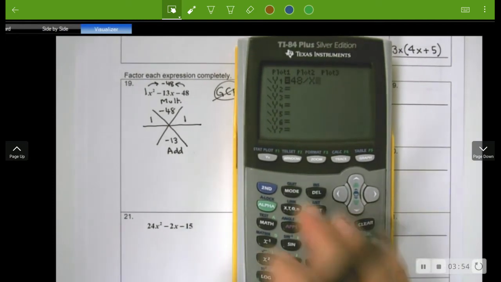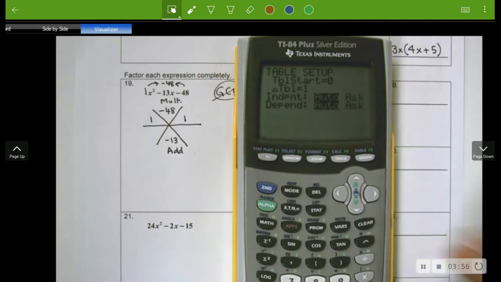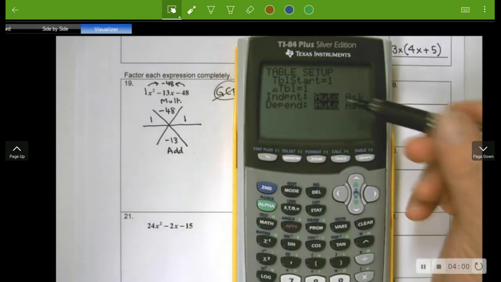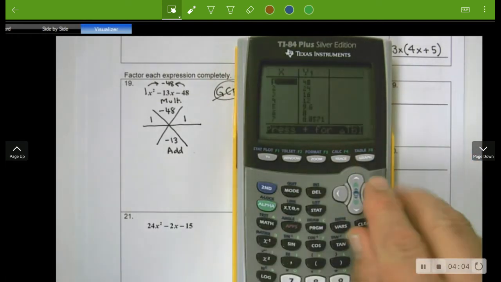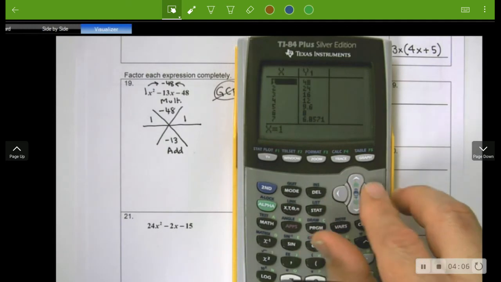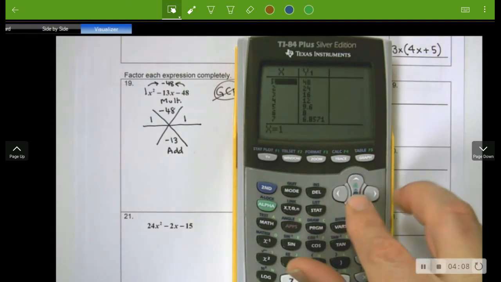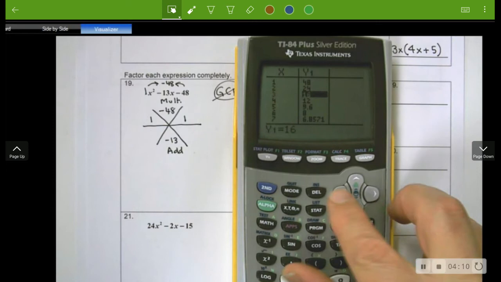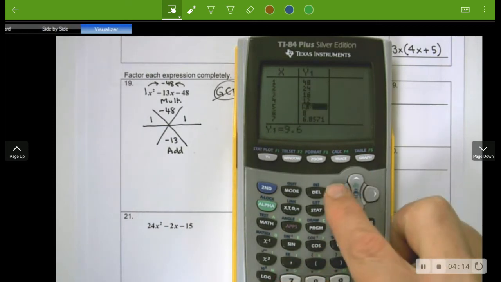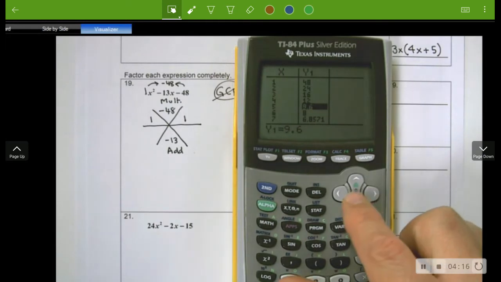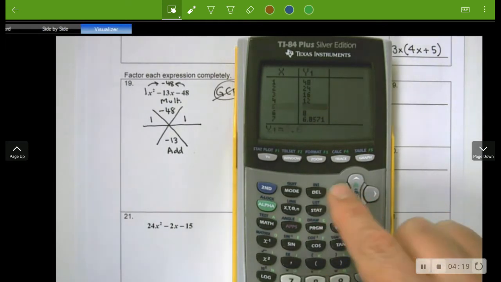And then go second table settings. You want your table to start at 1. You also want it to be set on automatic mode before you go to your table. And here you see the different ways of getting 48. You can do 1 and 48, 2 times 24, 3 times 16, 4 times 12, and 6 times 8. This one here with the decimal is not a factor of 48, so we'll ignore that line.